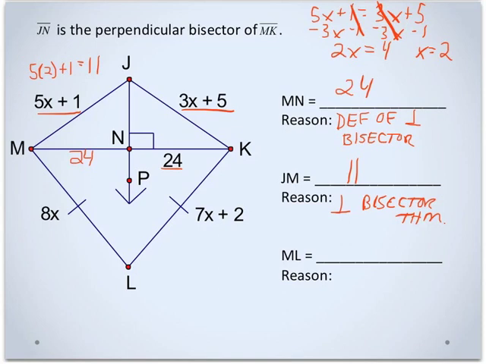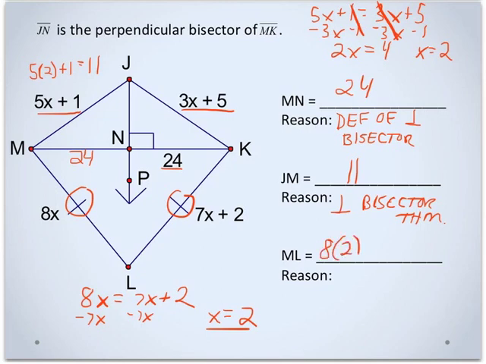Now we're asked to find ML. At first this might seem a little strange, but it tells us that these two lines are congruent. So really we can set 8x is equal to 7x plus 2. Solving, subtract 7x from both sides, and x is again equal to 2. Now, we already knew x was 2. I just wanted to check yet again, but really this just turns into plugging it in. 8 times 2 is equal to 16. And the reason is because these were congruent. You could have also used the converse to the perpendicular bisector theorem, but it really wasn't necessary in this example.